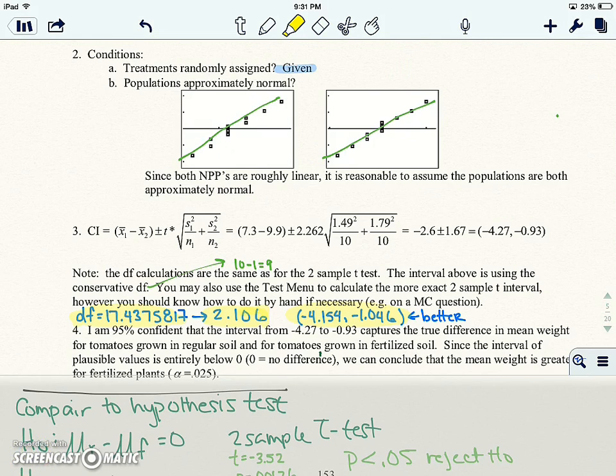I just checked, and the t-value right here, 2.106, was not from the calculator, but I found it doing inverse t using 0.975, because that matches the 95% confidence interval, and the degrees of freedom of 17.4. And so this was the calculator confidence interval, a difference of negative 4.154 pounds to negative 1.046 pounds.